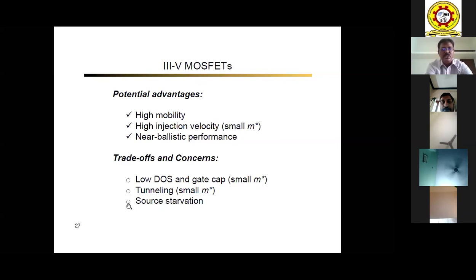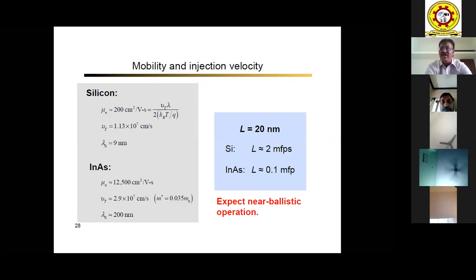Then source starvation is another trade-off. With these trade-offs, your 3-5 group element MOSFETs actually gain high mobility, high injection velocity, and near ballistic performance. And we have conventional... I do not go too much into mathematics because sometimes that may not be appropriate for the given participants. So we have mobility and injection velocities already defined with these 3-5 families for the 20 nanometers. Okay, now as you see here, of course, most of us with minimum background can easily understand these things.